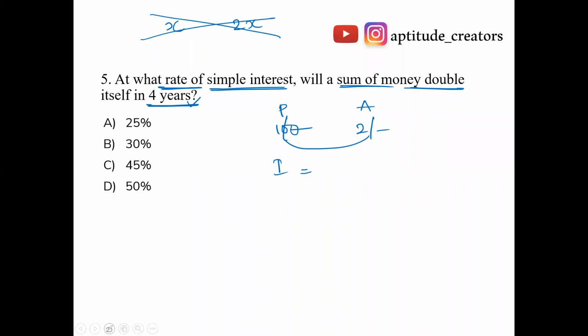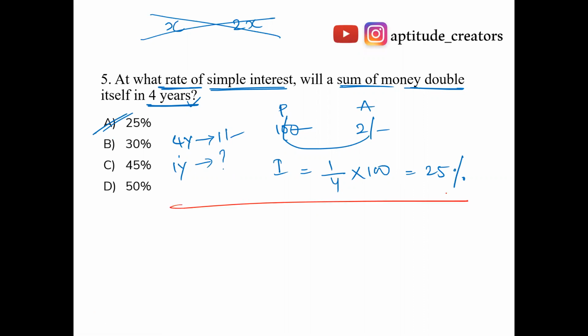Yes. How I can calculate? For 4 years, 1 rupee. Now, what is the interest for 1 year? 1 year is equals to how much? 1 by 4. Correct. 1 by 4. Interest for 1 year divided by principal into 100. Principal is 1 rupee only. Now, what is this? 1 by 4 into 100, 25%. Answer is option A, 25%. Yes. Is this clear?